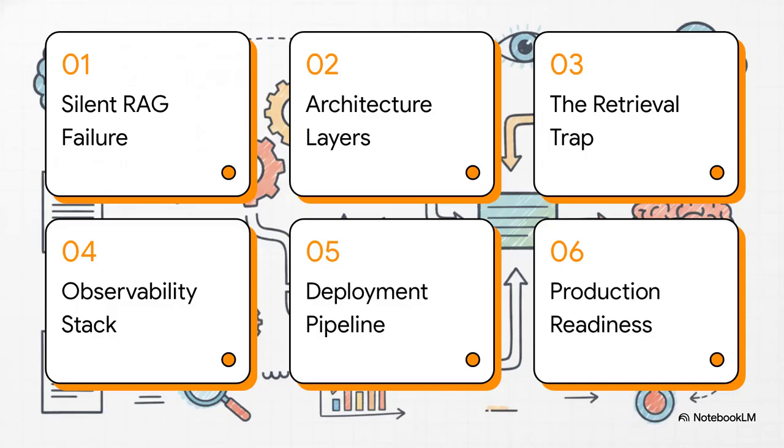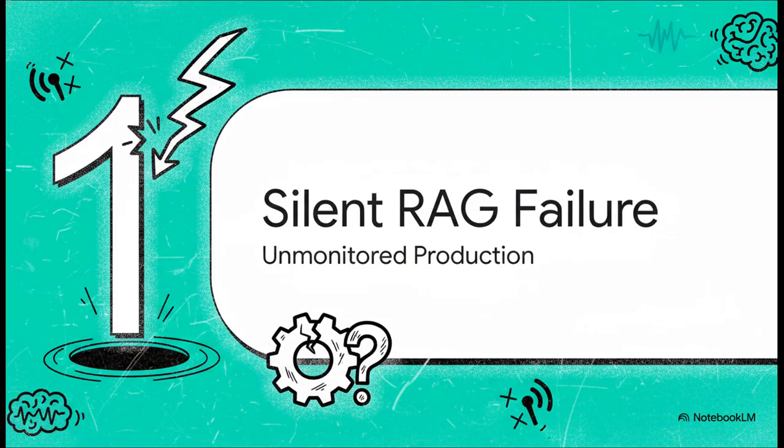So, here is the structured journey we are taking together today to fix this. 1. The silent RAG failure. 2. The 6 architecture layers. 3. Inside the retrieval trap. 4. The observability stack. 5. The deployment pipeline. And finally, 6. Production readiness indicators. Let's jump right into Section 1, the silent RAG failure.